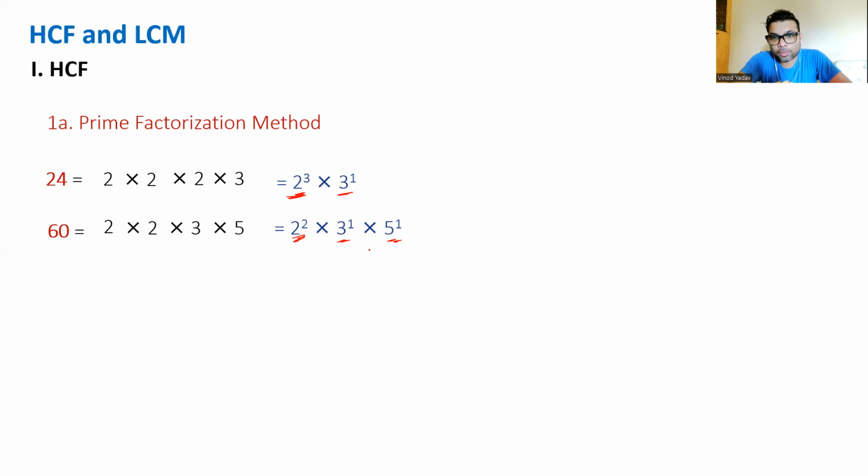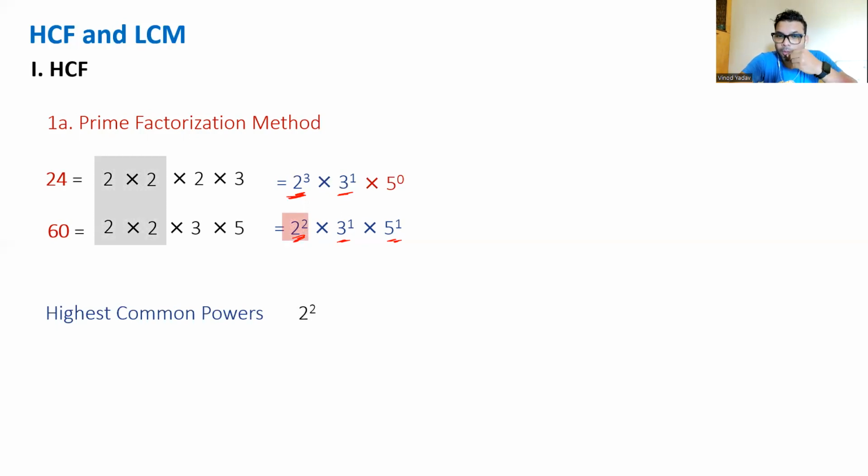Now you have to look for common factors. Since 5 was there in 60 but in 24 you couldn't see 5, you can also write it as 5 to the power 0, or you can simply ignore it. What are the highest common powers? Look at the word common power. So 2 cube and 2 square, so the common power is 2 square, right? In case of 3, the common power is 3 to the power 1. And in case of 5, there is no common power.